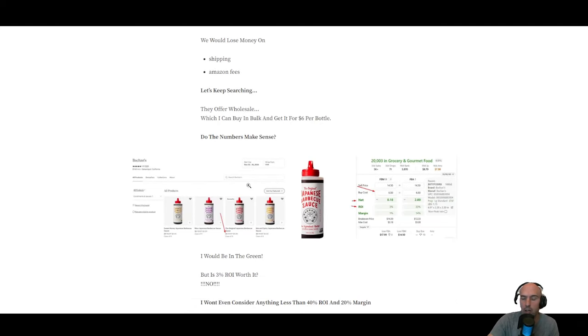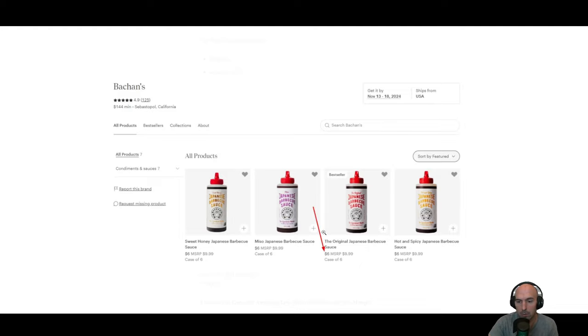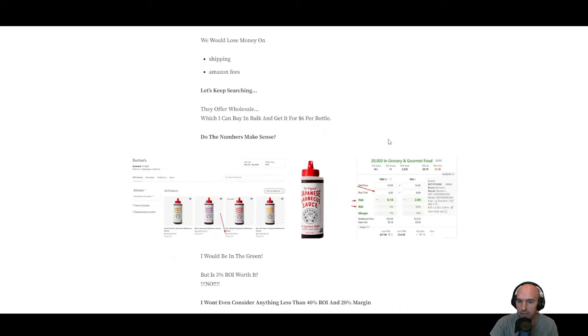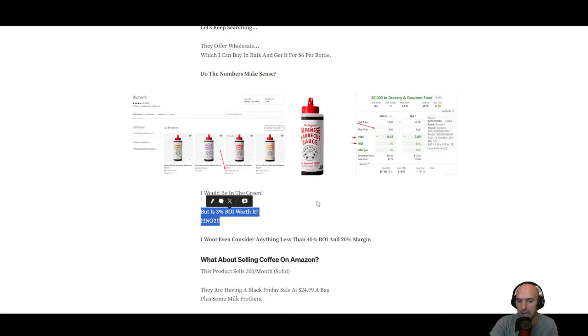But if we dig a little deeper, you can see that we can actually buy wholesale, get it for $6, which is kind of sweet, because if we put that in, then we are getting an outstanding profit of 18 cents at an ROI of 3 and a margin of 1. Which again, for me, even though we're in the green, I would not even touch this, because for ROI, you just look at the bank: you can put your money there and get 4.5%. So you'd actually be losing money due to inflation. So no, I would not actually do this.